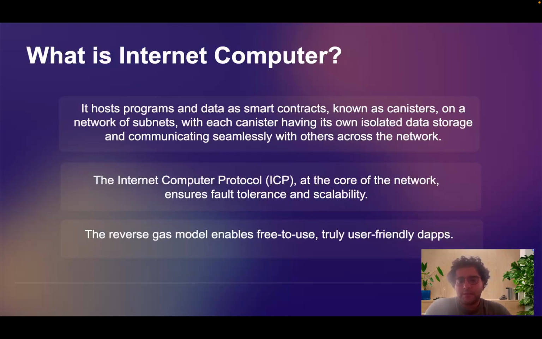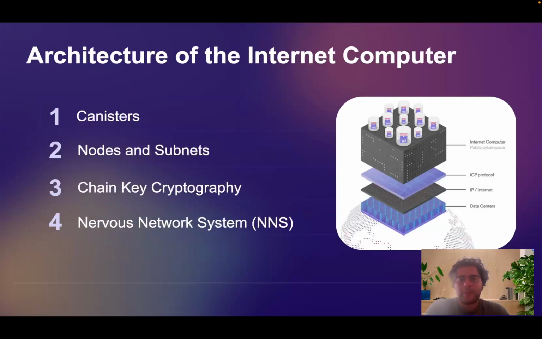The reverse gas model enables free-to-use, truly user-friendly dApps. It enhances the user experience immensely, and I'll be talking to you about it in a few seconds as well. The architecture of the Internet Computer. For the architecture, I'll be mostly talking about four key components: canisters, nodes and subnets, chain key cryptography, and the Network Nervous System.